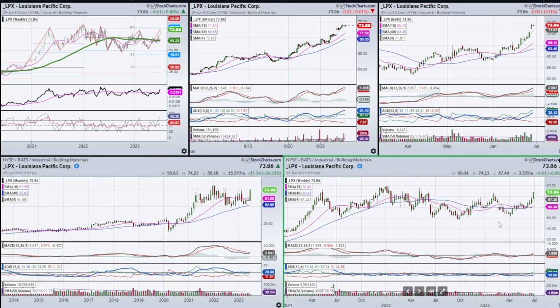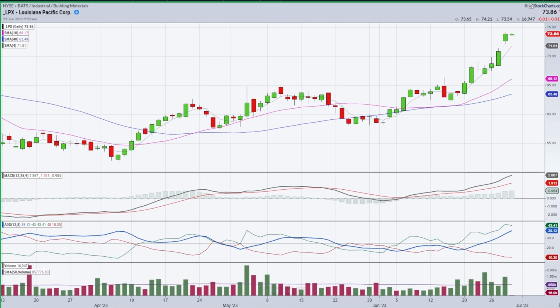Okay, LPX. So this is somewhat similar to the UAL. To me, look at the monthly chart. We're just starting to emerge out of this consolidation. Same thing here. The daily chart has air. You see the air here? So if I want to trade this off a daily, I need to get a pullback.